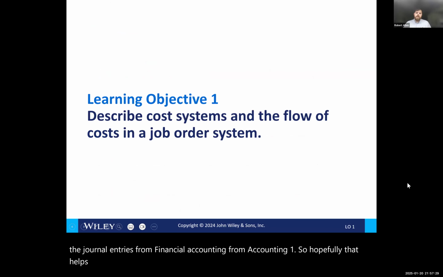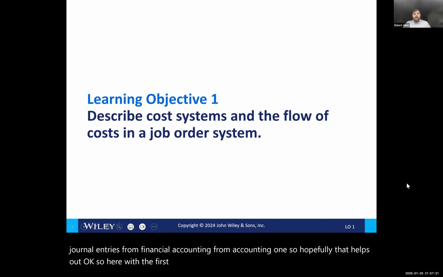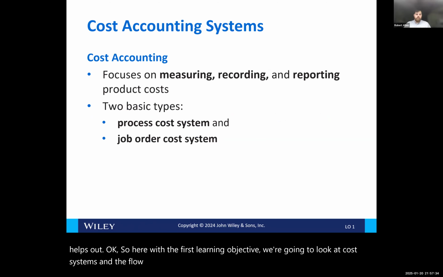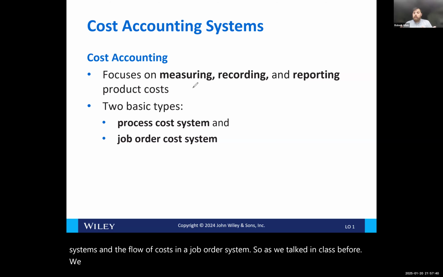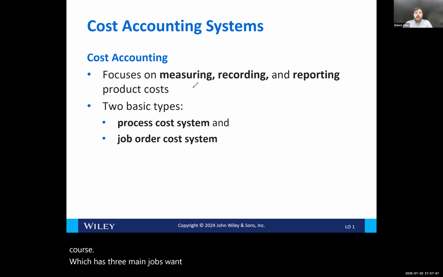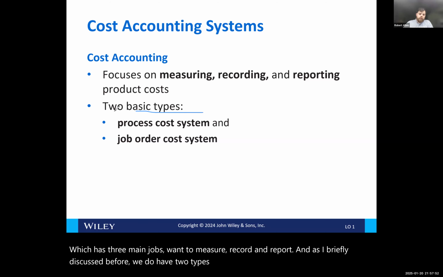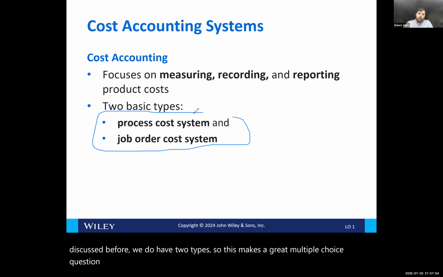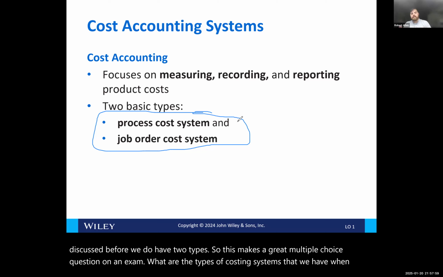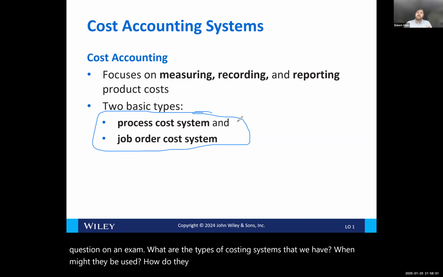Okay, so here with the first learning objective, we're going to look at cost systems and the flow of costs in a job order system. As we talked about in class before, we have this idea of cost accounting, or what we call management accounting in this course, which has 3 main jobs. We want to measure, record, and report. And as I briefly discussed before, we do have 2 types. This makes a great multiple choice question on an exam. What are the types of costing systems that we have? When might they be used? How do they differ? How are they the same? Things like that.